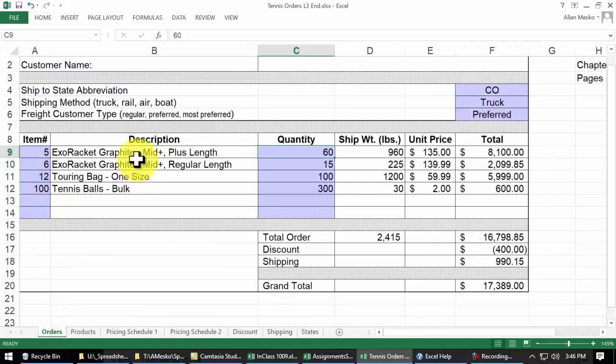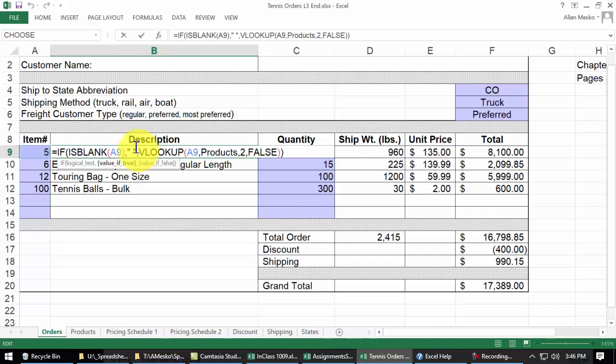So on the orders table, if we look here, here's the VLOOKUP. It says, look up what's in A9, that's the item number. Go to the table called products. Give me what's in column 2 and make it an exact match.